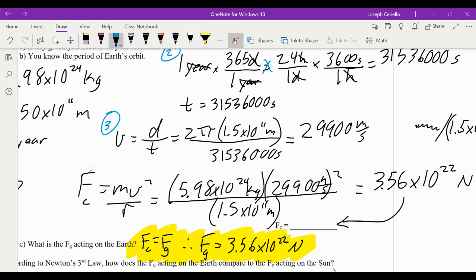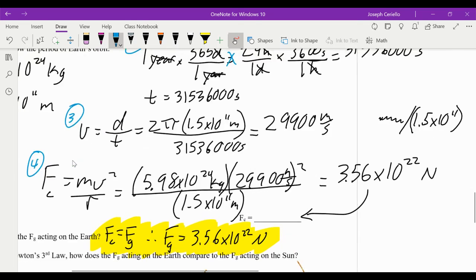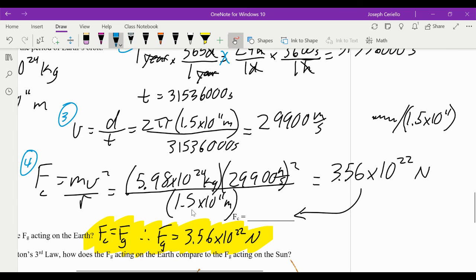Then we just took that number, along with our mass and orbital radius. We threw it all into our calculators, carefully making sure to put the denominator in parentheses. We should get 3.56 times 10 to the 22nd newtons. That is the centripetal force acting upon the Earth. Therefore, that is the force of gravity acting on the Earth, because the force of gravity is the centripetal force. It is the agent of the centripetal force here.